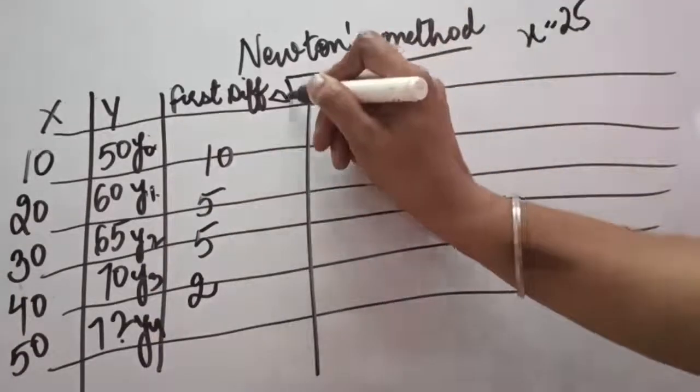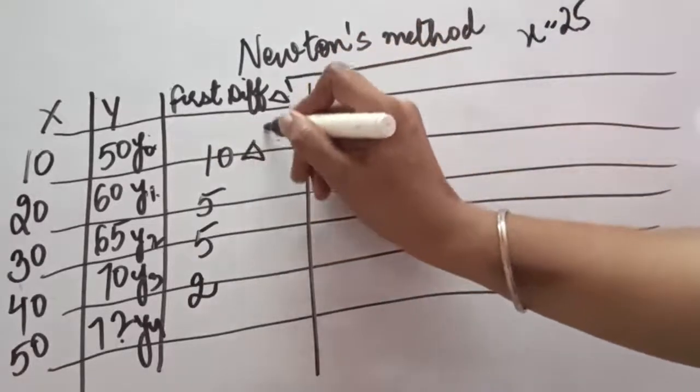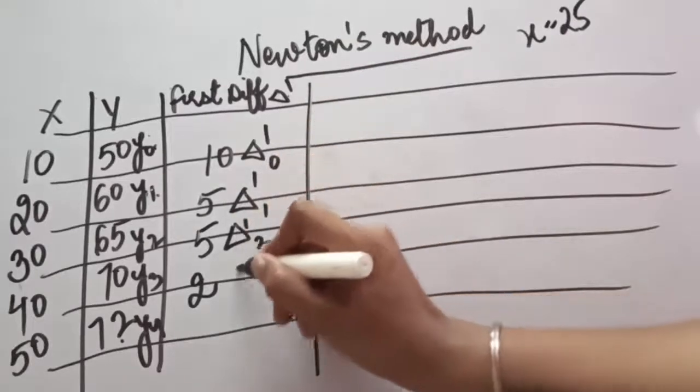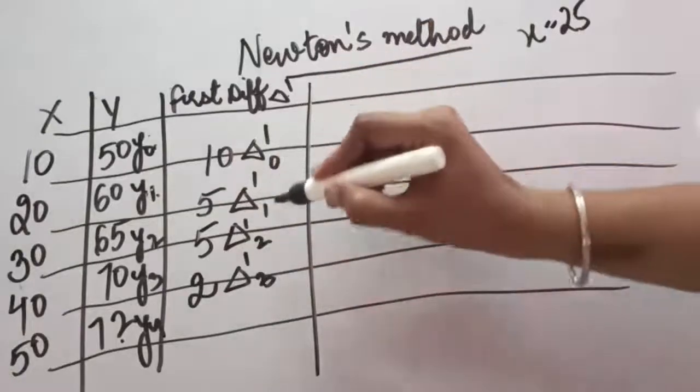And you have to name this. This is delta 1. So how will you name this? This will be delta 1 0, delta 1 1, delta 1 2 and delta 1 3. Delta 1 is common for all. The base will be changing: 0, 1, 2, 3.